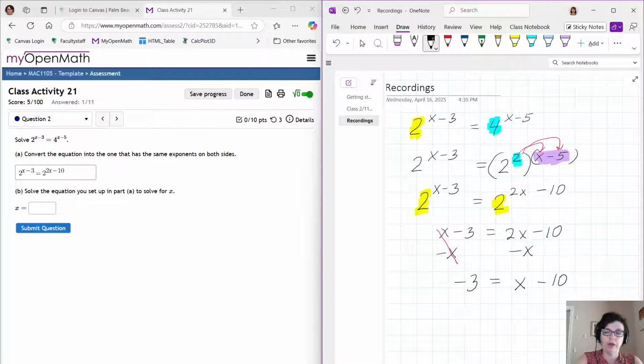So I now have variables on the right side, but I want all the numbers on the left side. So I need to get rid of minus 10, which I can do by adding 10 to both sides. That'll cancel it here, and then I will wind up with x equals negative 3 plus 10, and that's a 7.